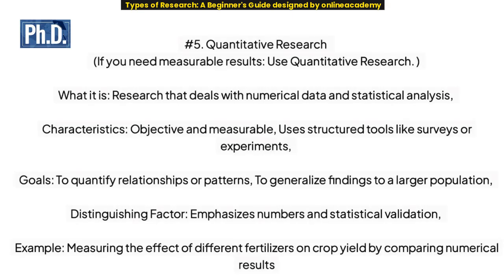Number 5. Quantitative research. If you need measurable results, use quantitative research. What it is? Research that deals with numerical data and statistical analysis. Characteristics. Objective and measurable. Uses structured tools like surveys or experiments. Goals. To quantify relationships or patterns. To generalize findings to a larger population. Distinguishing factor. Emphasizes numbers and statistical validation. Example, measuring the effect of different fertilizer on crop yield by comparing numerical results.